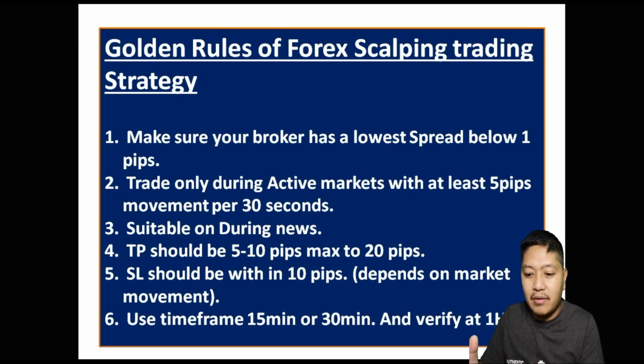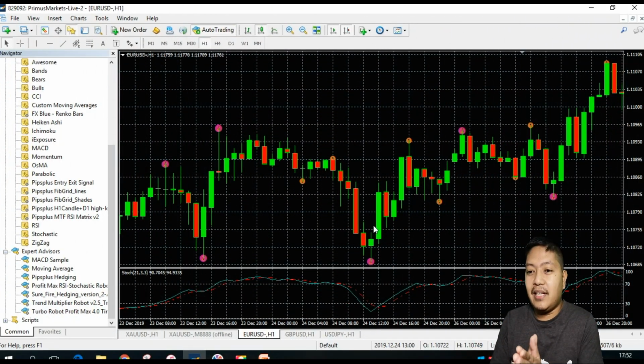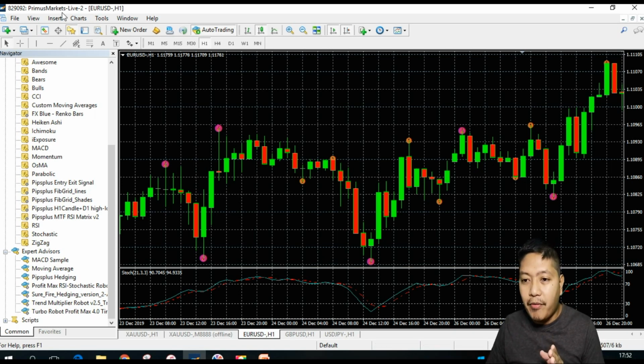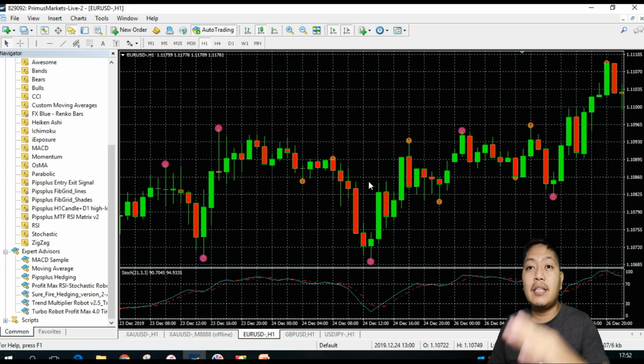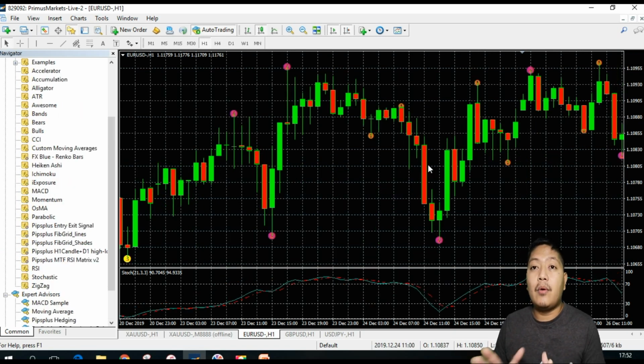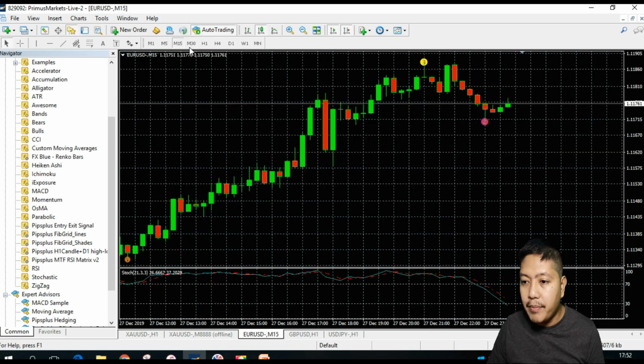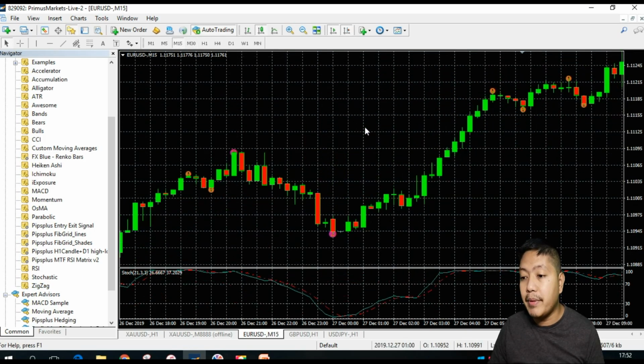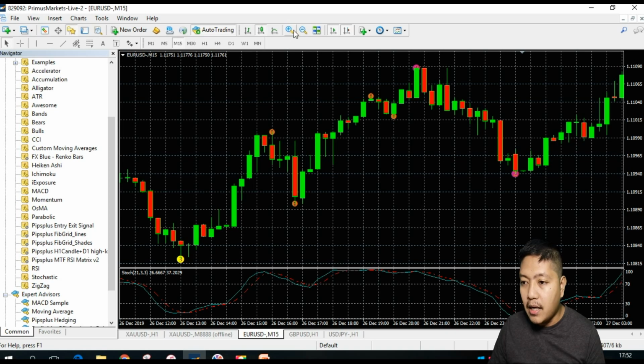So follow me on my MT4. Okay guys, this is my MT4 over here. I'm using FXPrimus. It's up to you what broker you want, but for the scalping strategy, you should use a broker with a spread below 1 pip. One way of verifying that, you should go to 15 minutes to 30 minutes. Normally I'm using 15 minutes. So this is how it is.